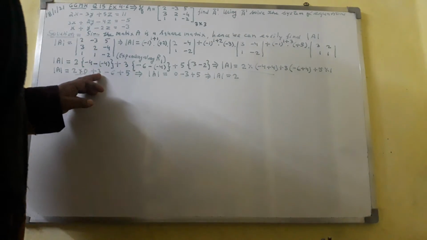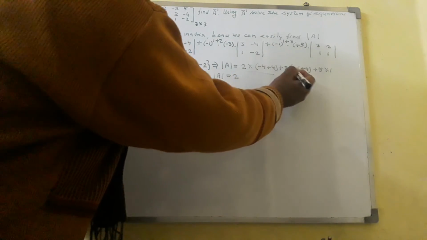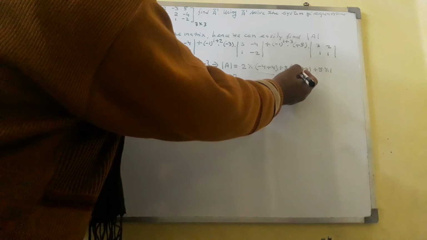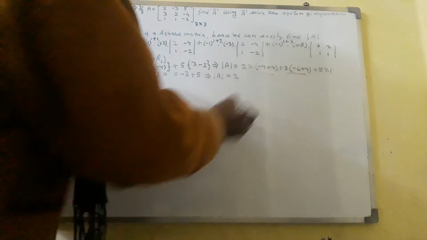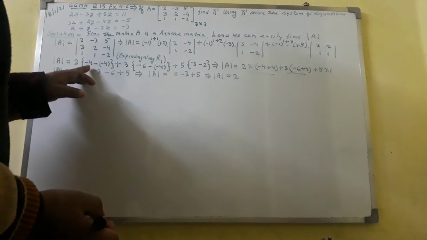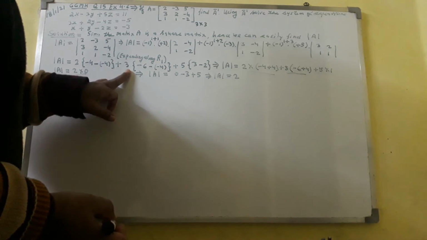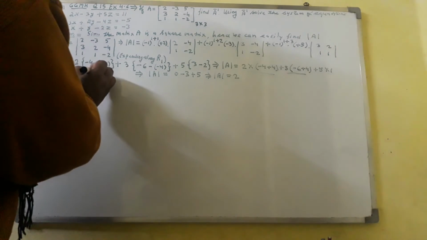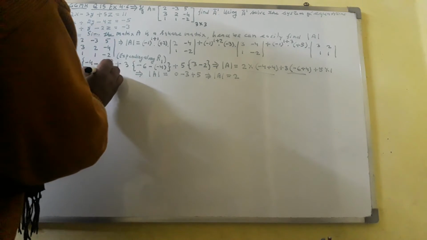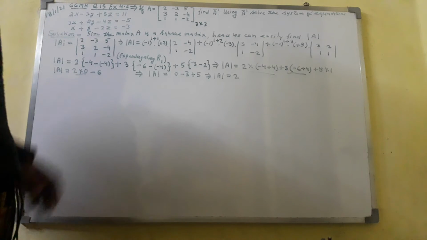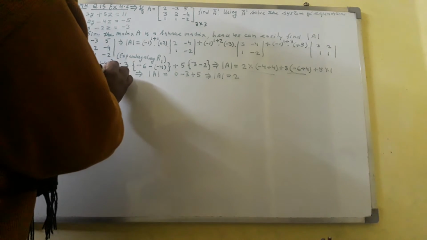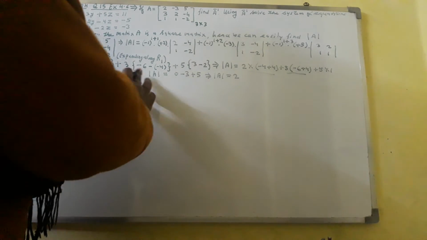Okay. And here you will get minus 6 plus 4 comes out minus 2. Minus 2, 3, minus 6. So here only you will get minus 6. So here write minus 6. Minus 6 you will write minus 6 plus 5.